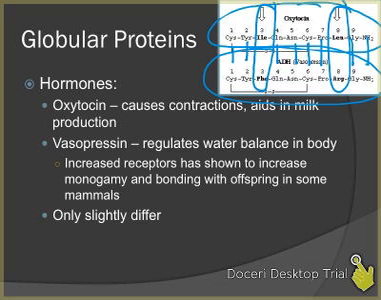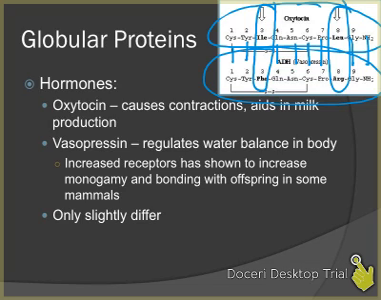They've actually done some studies in some mammals, and what they have noticed is that an increase in vasopressin receptors has also shown an increase in monogamy, which means the males in those certain types of mammals are more apt to stay with one spouse as opposed to having different mates throughout their life. And they're also more apt to bond with their offspring.